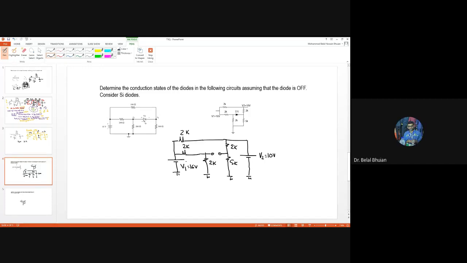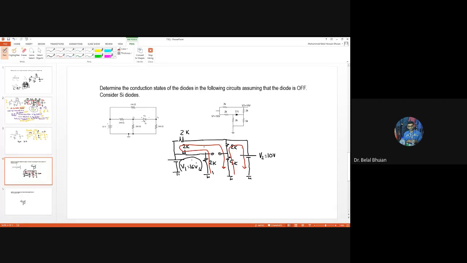Okay. So how many loops are there? 1, 2, 3 loops. You can apply KVL here, in this loop, and finally you apply KVL in this loop. If you apply KVL, then you are going to get the current in the different branches. And then you have to justify.